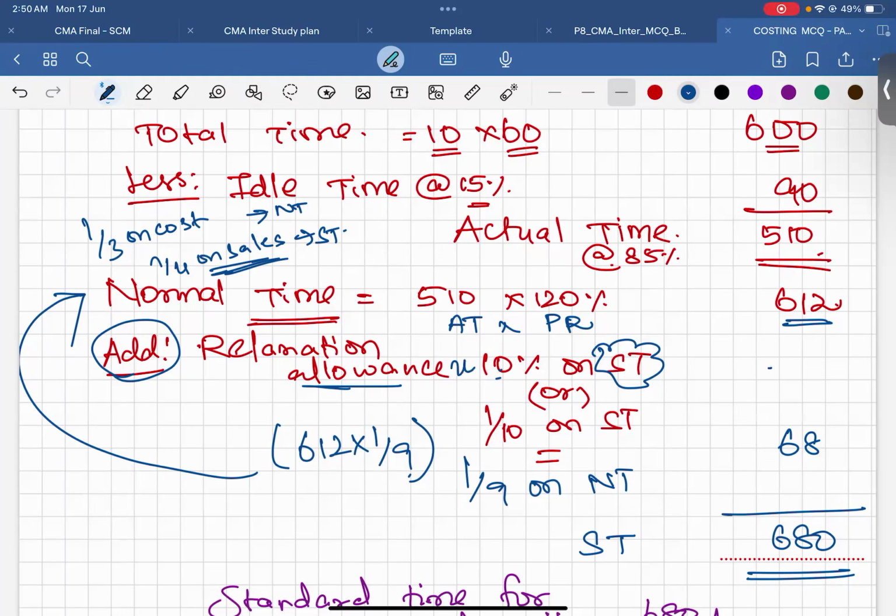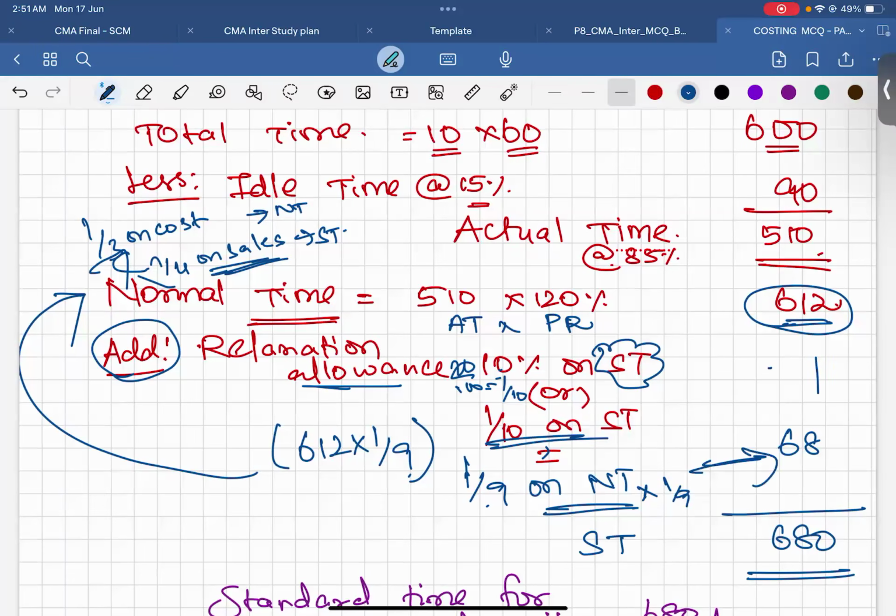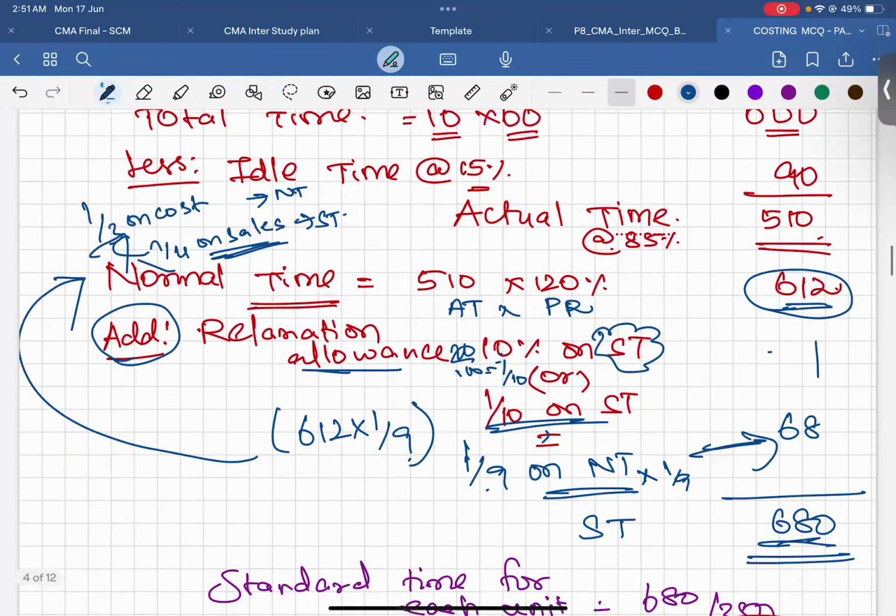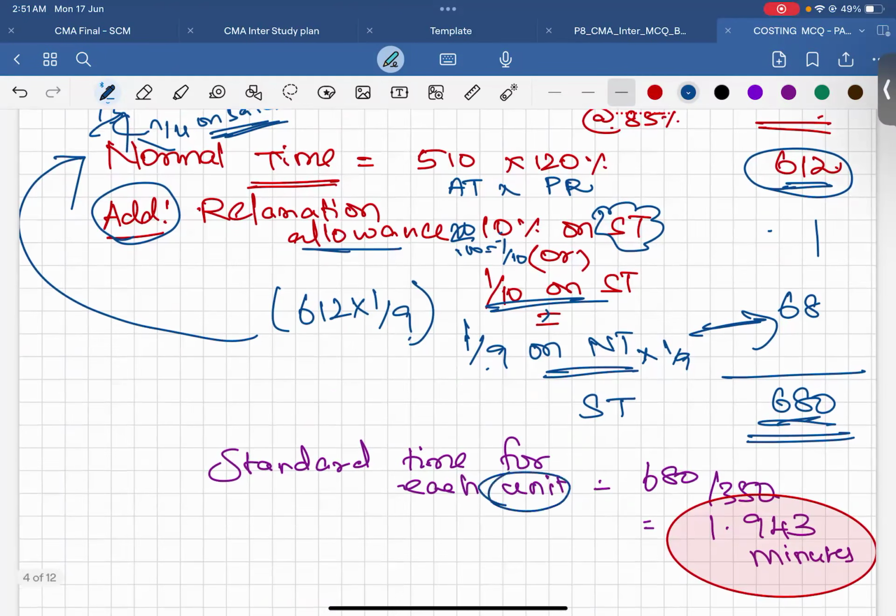10% is nothing but 10 by 100, which is nothing but 1 by 10 of the standard time, but we need the cost. For that, you need to reduce the denominator by 1. So 1 by 9 on normal time. On that, calculate 1 by 9, put the value 68 and add this. You will get a standard time of 680. But they are asking standard time of each unit. So the standard time of each unit comes to 680 divided by 350 units given. So it will become 1.943 minutes.